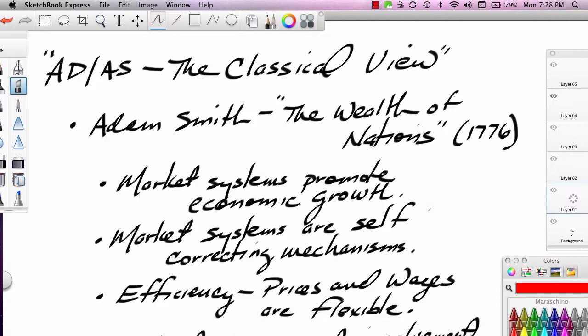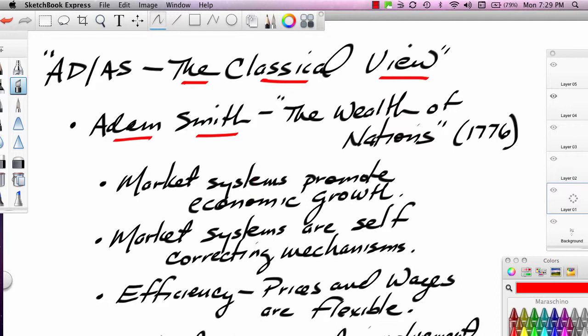Now, what we're going to look at in this segment is one view of what should be done when there is a contractionary demand shock. Actually, this particular view will say that nothing should be done. Why? Because the view here, the classical view, is that markets are basically self-correcting mechanisms. So what we're going to look at here is the classical view, and the classical view is basically a pro-market view. And this view goes all the way back to the 1700s with a man named Adam Smith.